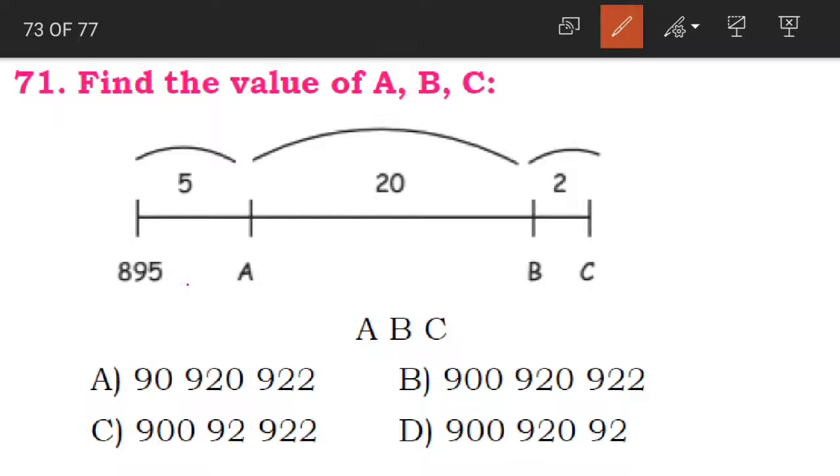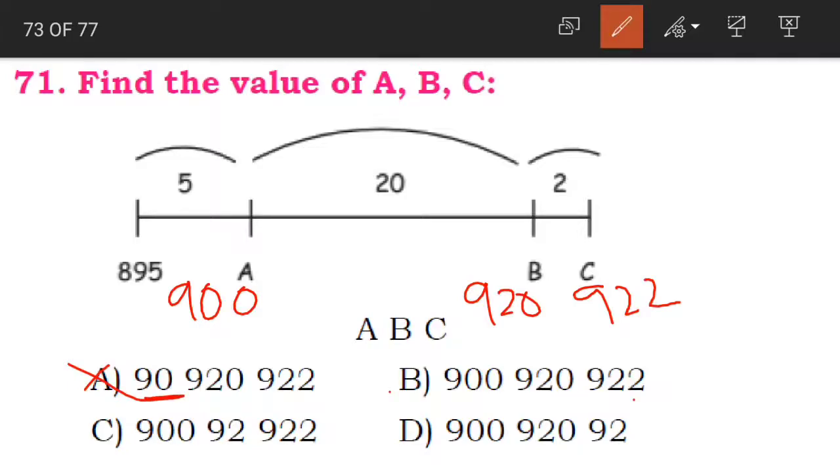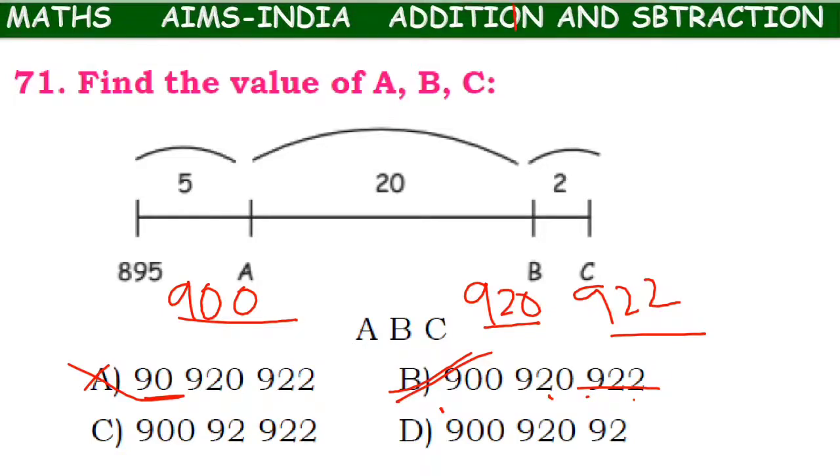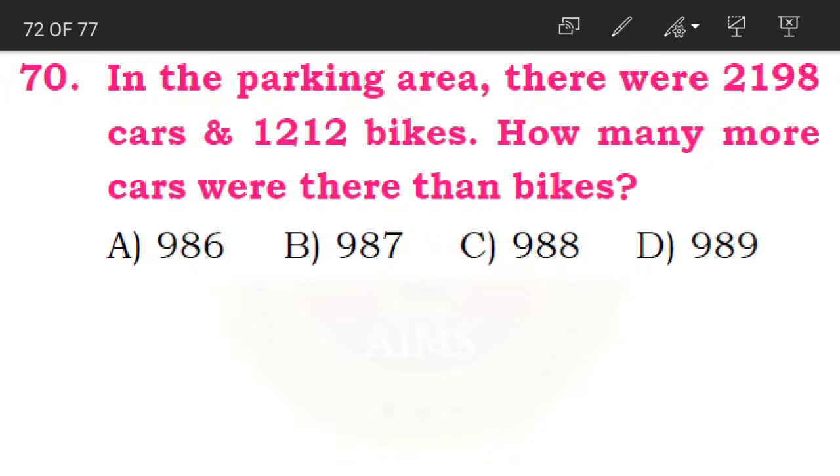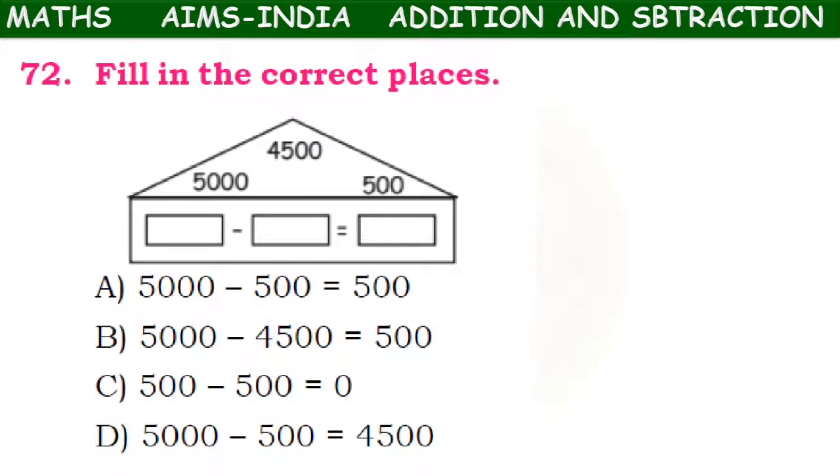So what were our answers? 900, 920, 922. Now look at the options, children, which has the same sequence. Is it option A? No, because option A has 90 here. Is it option B? Yes, it is option B. It has the same sequence, 900, 920 and 922. Clear, children? The correct answer of question number 71 is option B, that is 900, 920 and 922.